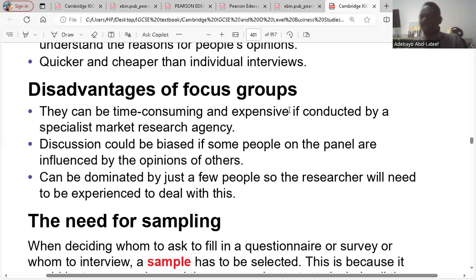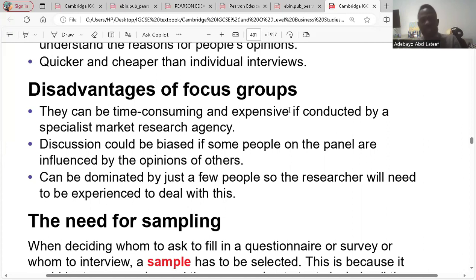So specialists on focus group, if those are the ones you want to use, then you might have to pay them well. That's expensive. Yes. Second, discussion could be biased if some people on the panel are influenced by the opinions of others. So because it's a focus group, I might be the one that always sits on the fence. Do you understand? I might not even give my opinion. I will only say what A has said. I will only say what B has said. Oh, I always trust C. So whatever C says, I would derive my own opinion from what C says. So that was the problem about focus group: an individual might be influenced by certain individuals within the group.